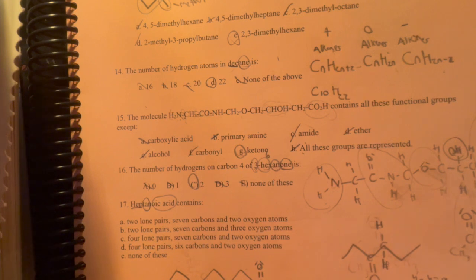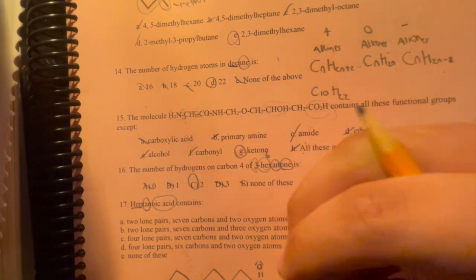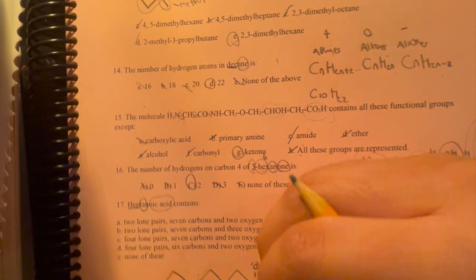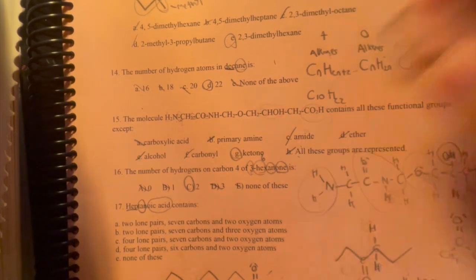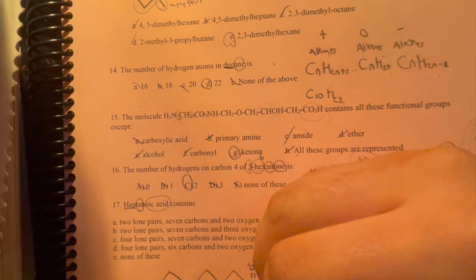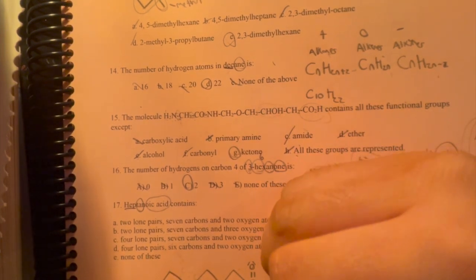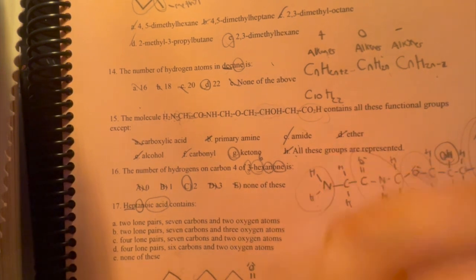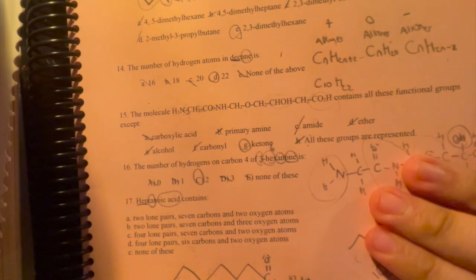Okay. So now we just, well, okay, we have to draw it out completely because we want to see the lone pairs. So let's expand this. OH, we would have 2 lone pairs here.